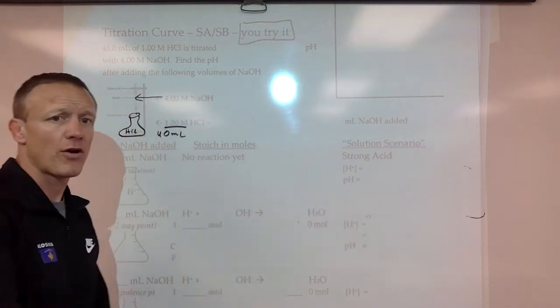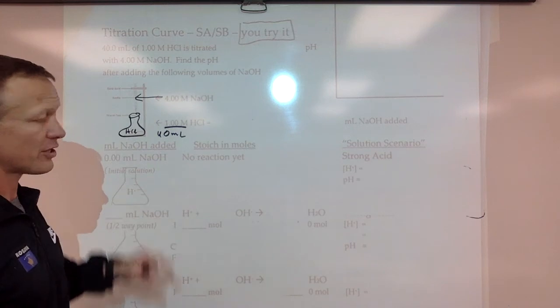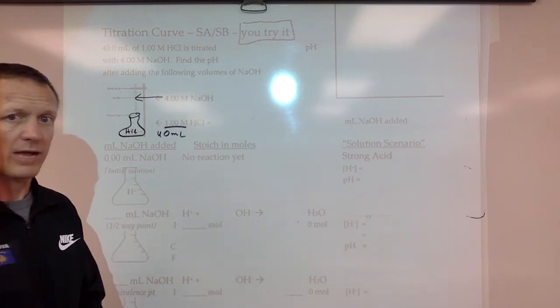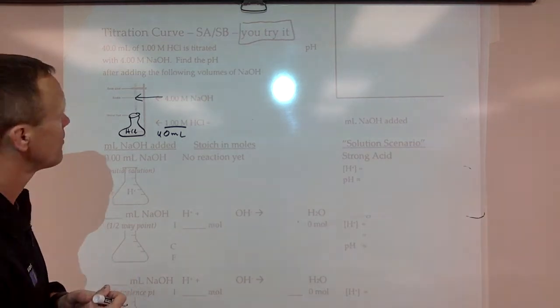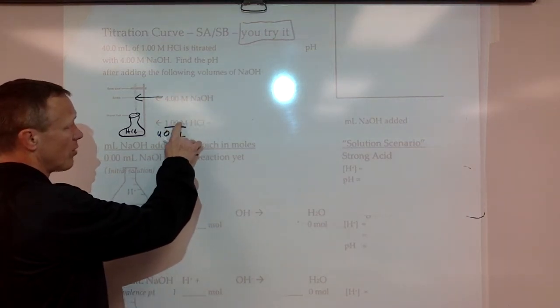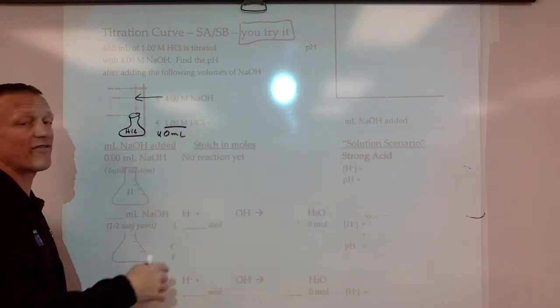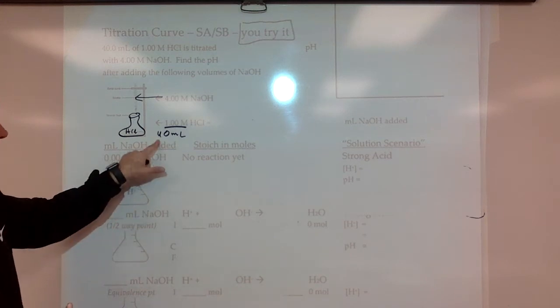So things I always like to figure out right away. First thing, let's figure out how many milliliters of this do we need to add to get to our equivalence point. Well, everything's a 1-to-1 ratio in terms of moles. So if this is 4 molar and this is 1 molar, this is 4 times as concentrated, so we need 4 times less milliliters to reach the equivalence point. This is 40 milliliters, so we'd only need 10 milliliters.